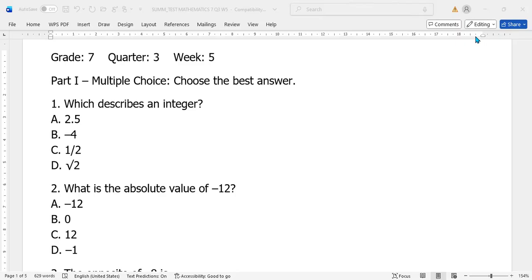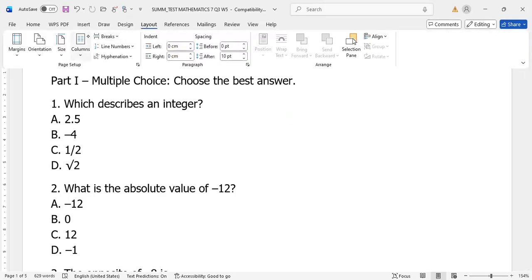Okay, so let's try answering grade 7, quarter 3, week 5 sample test. So we have here multiple choice questions, true or false, and problem solving. So number one, which describes an integer? Okay, so an integer that is positive and negative whole numbers.